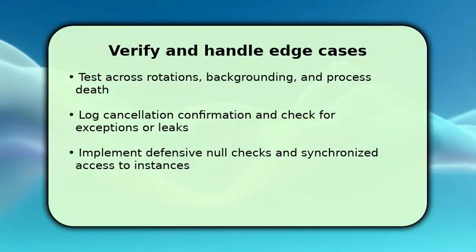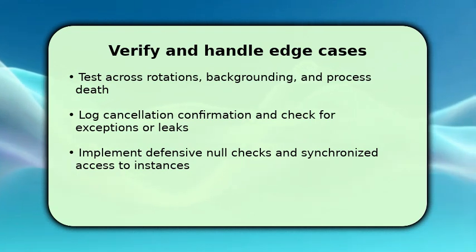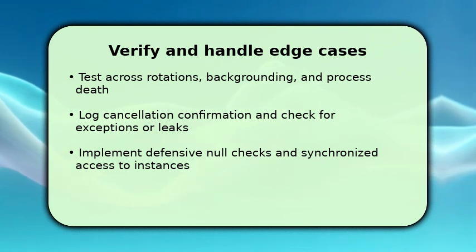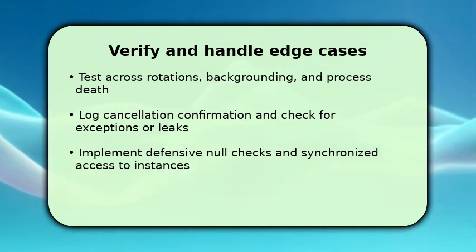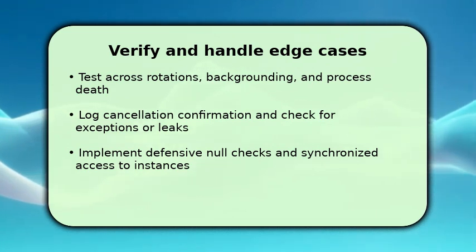Run the app, rotate the device, background it, and kill the process to ensure the timer no longer fires. Add logs after cancel calls and inspect Logcat for stray executions. If things go wrong, ensure you null out references and synchronize access so multiple cancel calls don't race.